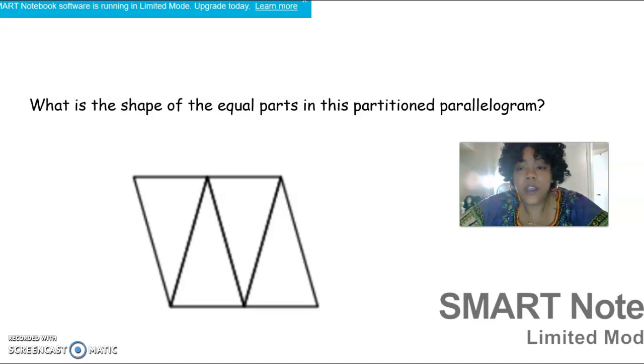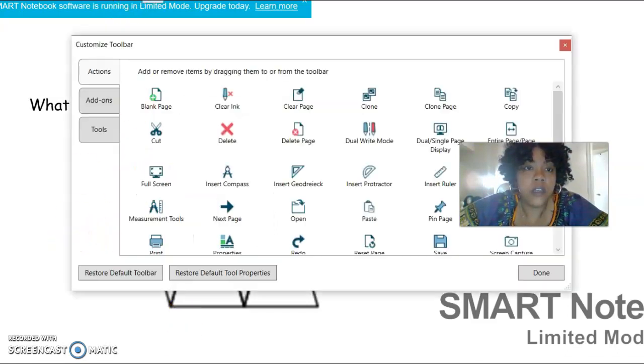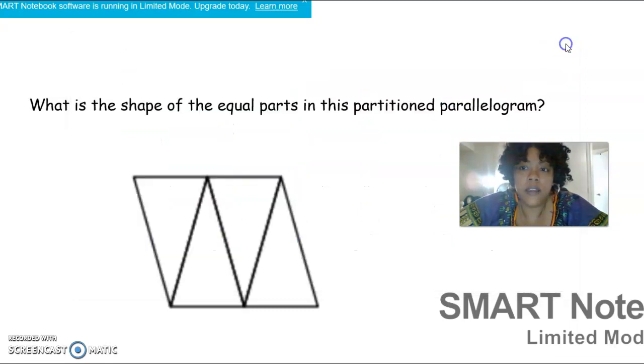All right, scholars, so we are at the review portion of this lesson, and we are going to review a couple of problems that you have to do on your own. If you're looking at my screen right now, this was one of your questions. The question says, what is the shape of the equal parts in this partition parallelogram? Can you please say parallelogram?